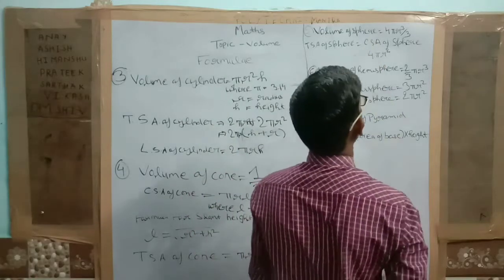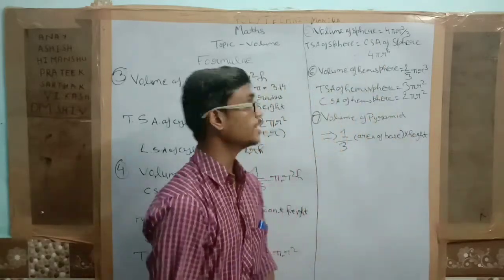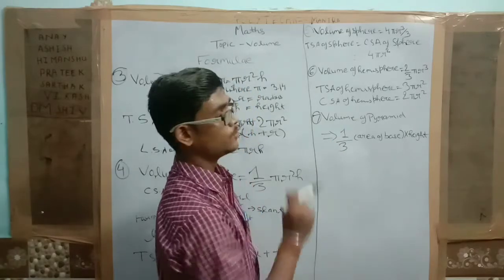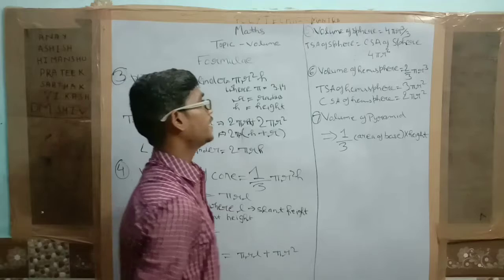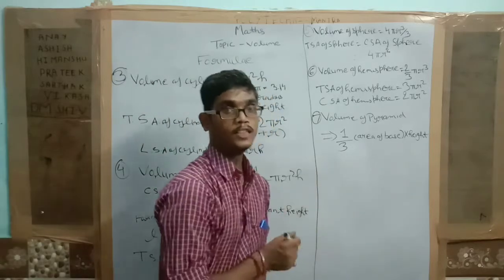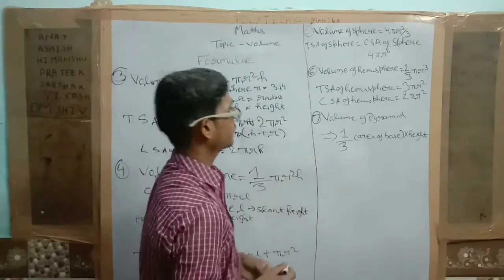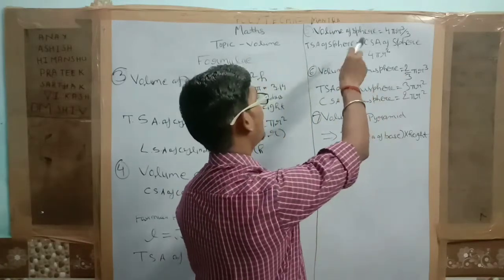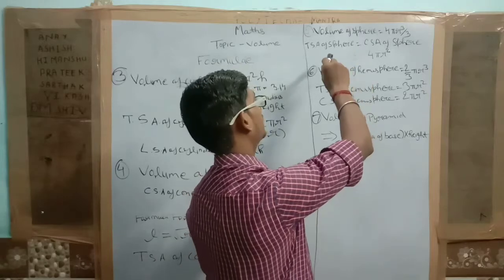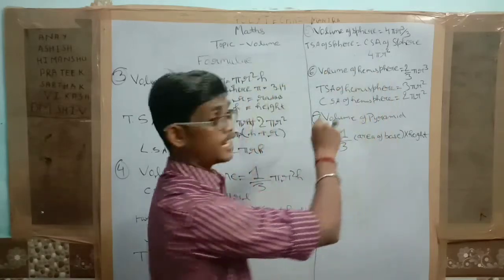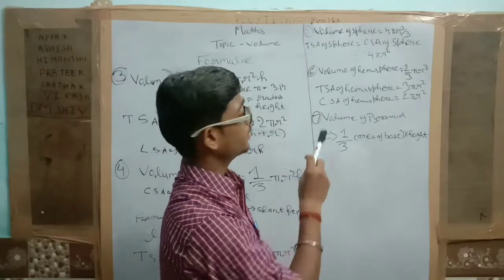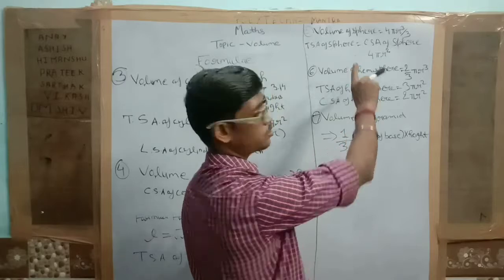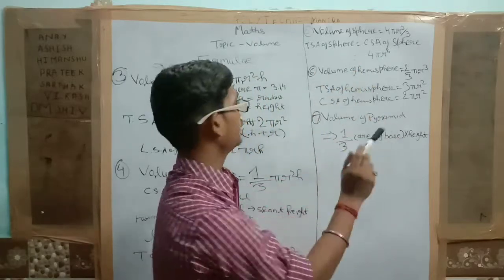Next, volume of sphere is 4 pi r cube by 3. TSA of sphere and CSA of sphere equals 4 pi r square. TSA of sphere and CSA of sphere are equal, they are not different. We can write only one also, whether TSA or CSA.